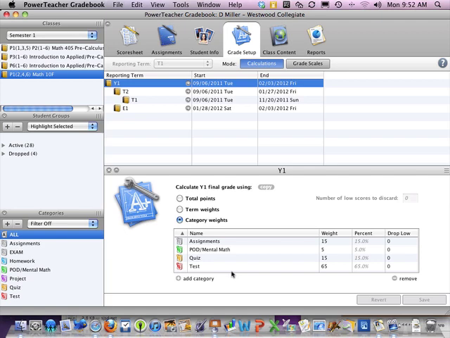You want to make sure that you check all of your terms, otherwise one term could be doing it by category weights, another term could be doing it by total points, and there's going to be some discrepancies in your grade book. So, that's what a grade book will look like if there is no exam set up.